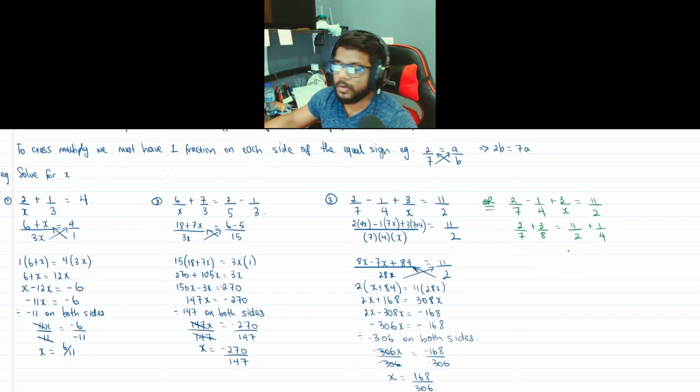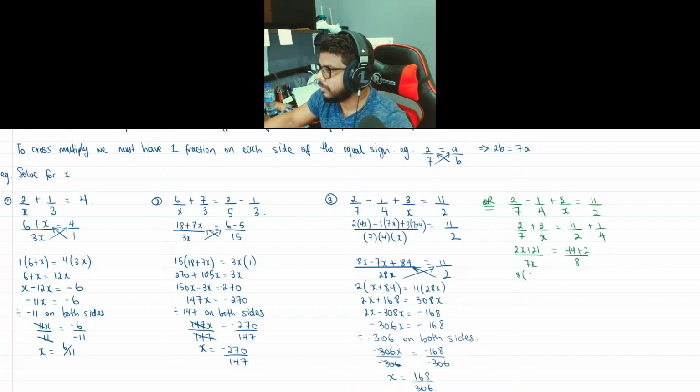I can use my shortcut to LCM now. My first two fractions, 8 2s are 16 plus 7 3s are 21 over 56 is equal to, where's my x? Over 3 over x, sorry, why put 3 over 8? My bad. 3 over x. I get 2x plus 21 over 7x is 44 plus 2 over 8. I could cross multiply here. 8 into 2x plus 21 is 7x into 44 plus 2 is 46. I get 16x plus 21 by 8, 168, is equal to 7 by 46, 322.